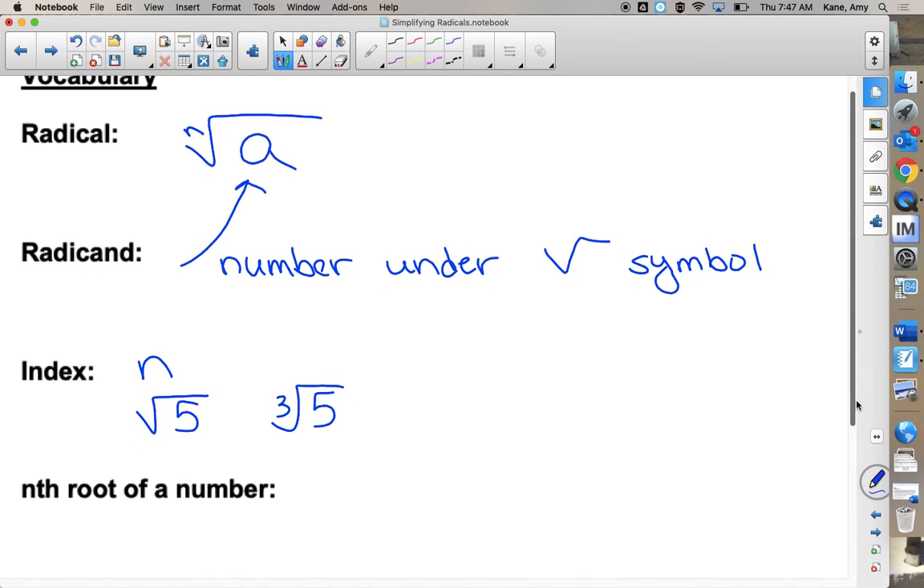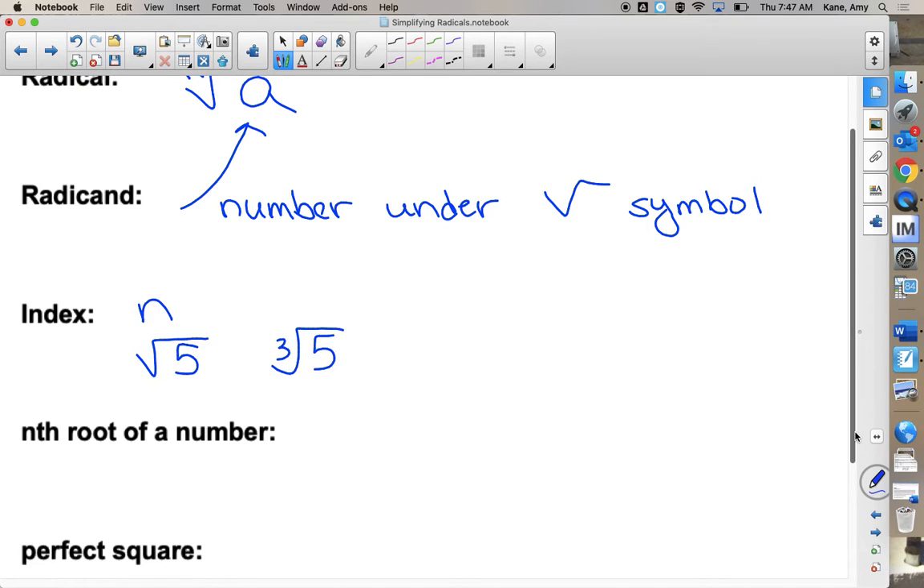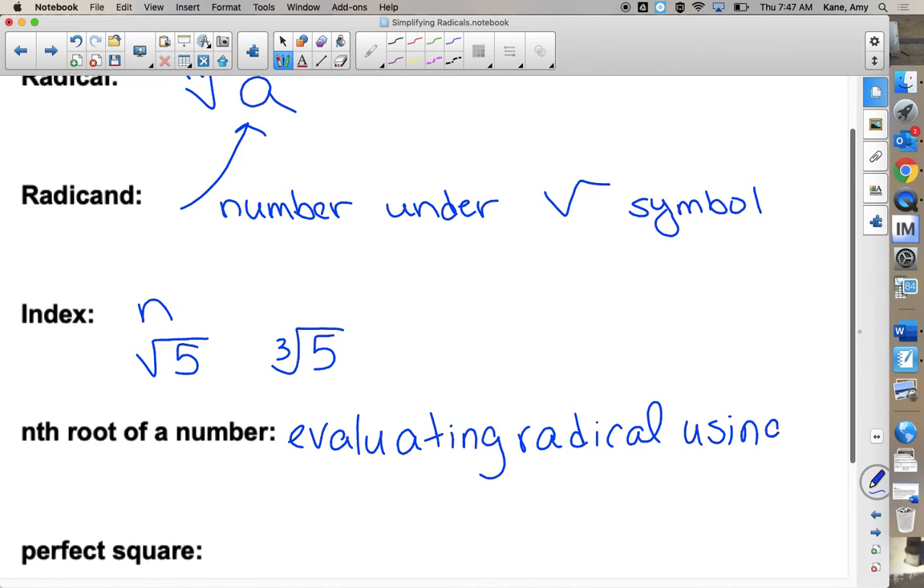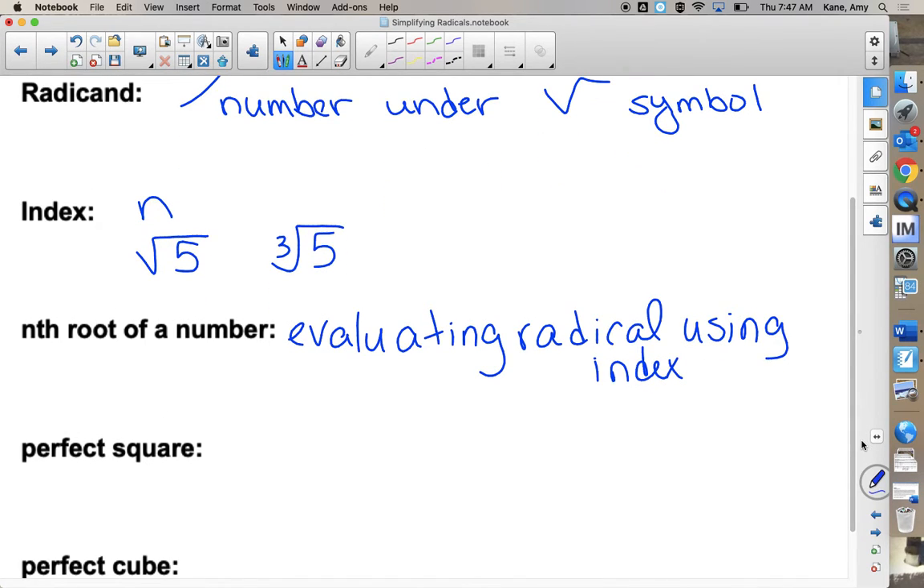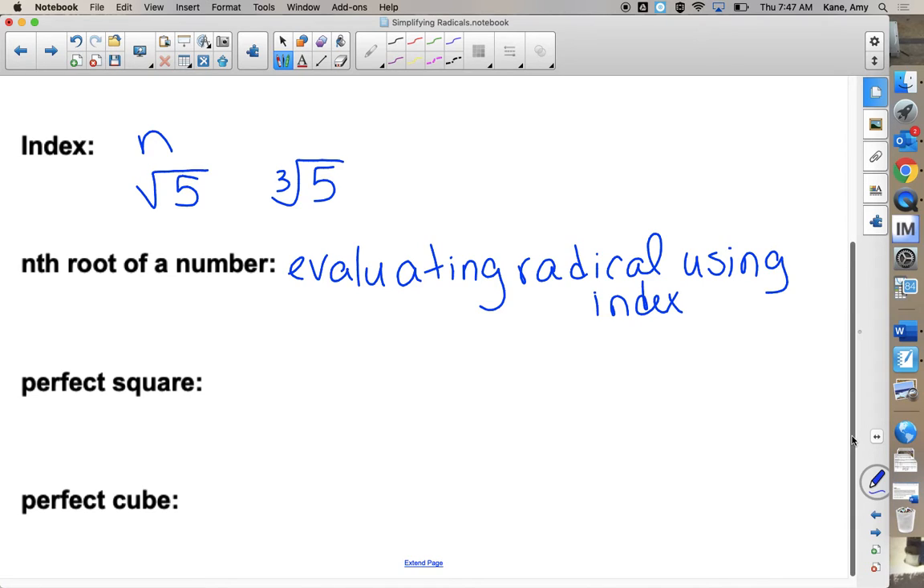And then the nth root of a number is taking that n and evaluating it. So we'll say evaluating the radical using the index. So actually breaking it down. Whatever the index is, that's called the nth root of a number, breaking that number down. And then the last 2 terms here, we kind of applied the perfect square above. We have a perfect cube.